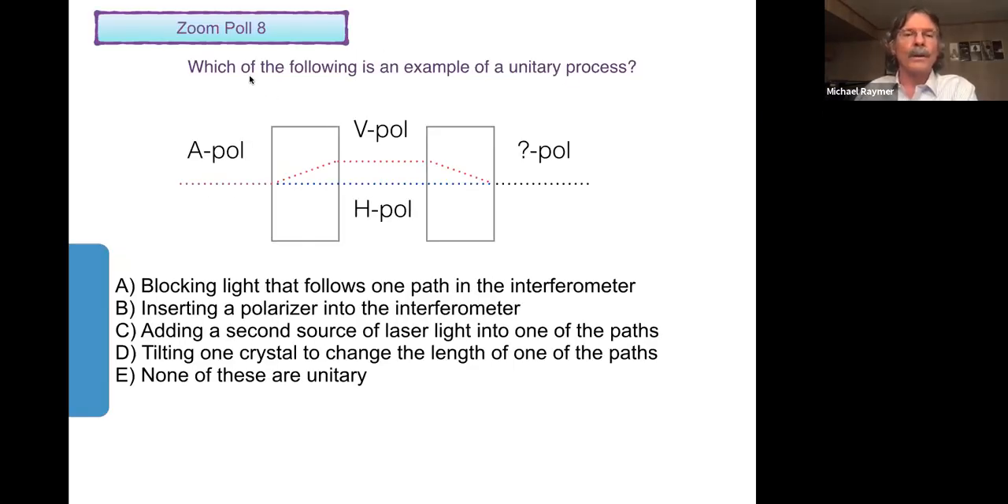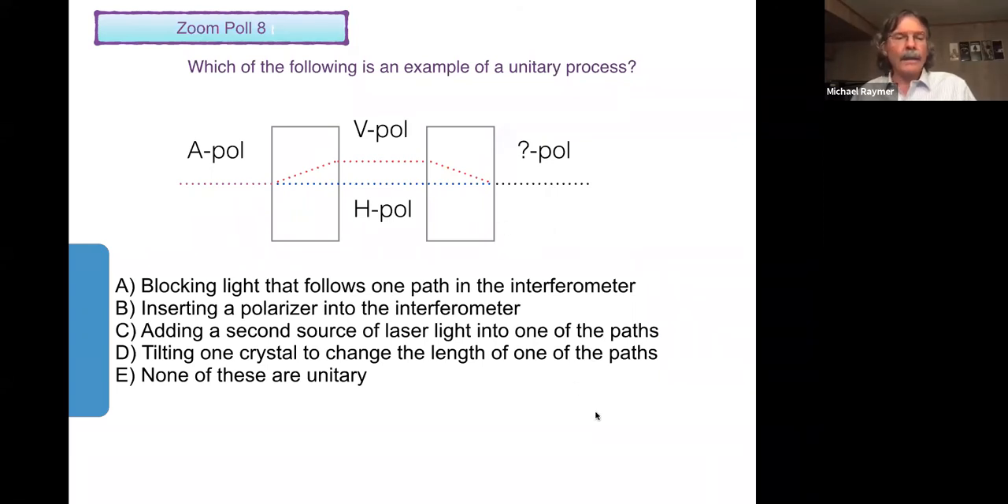Let's do a Zoom poll number 8, just to emphasize unitary processes. Okay, this is an interesting one in that we had a range of answers. So D, I definitely agree with. If I tilt one crystal to change the length of the path, I still have interference. Namely, the outgoing polarization could be switched from A to D or D to A. So that's still a unitary process.